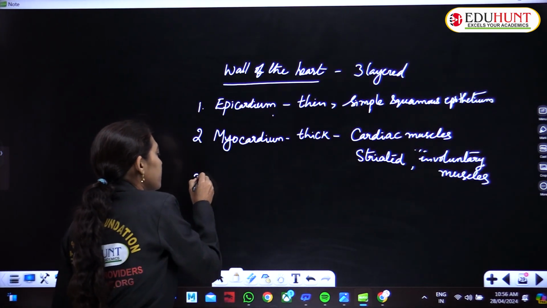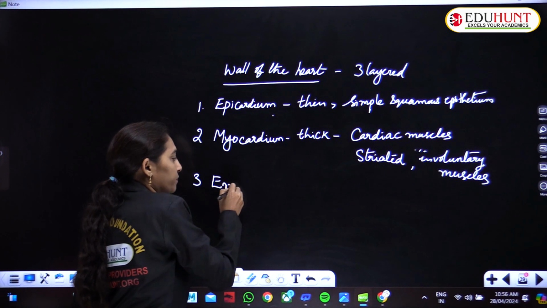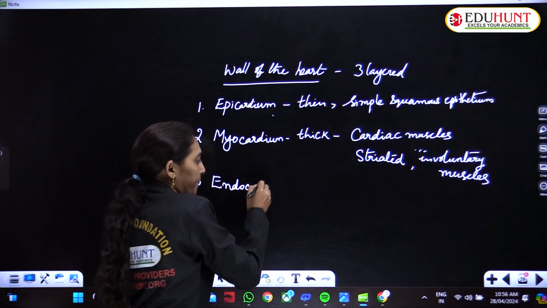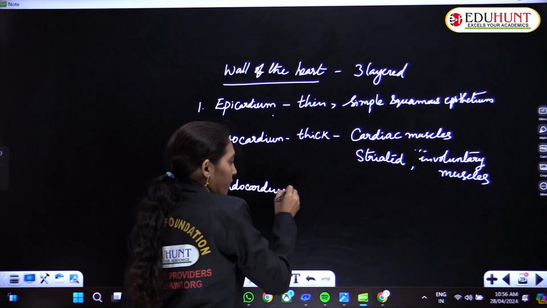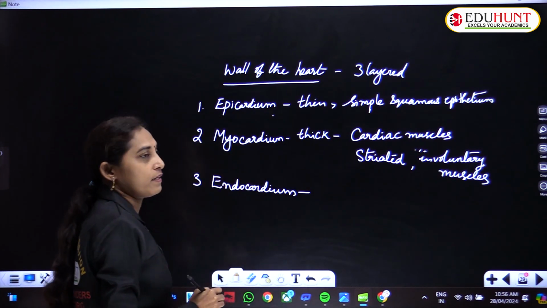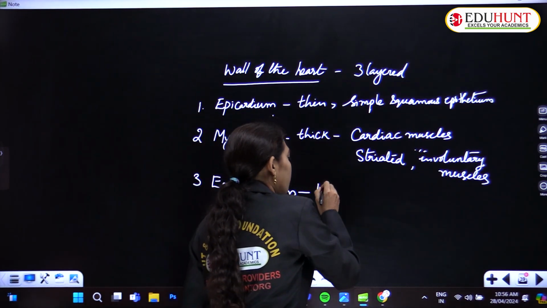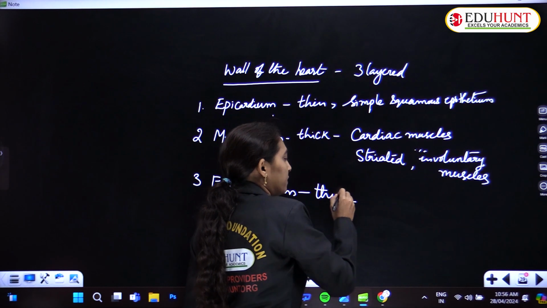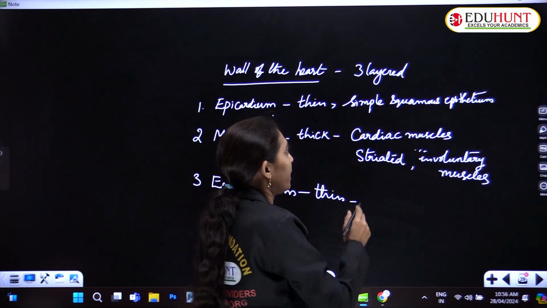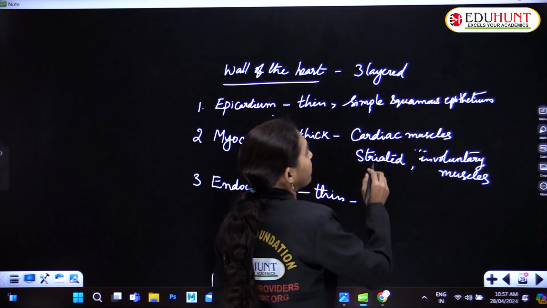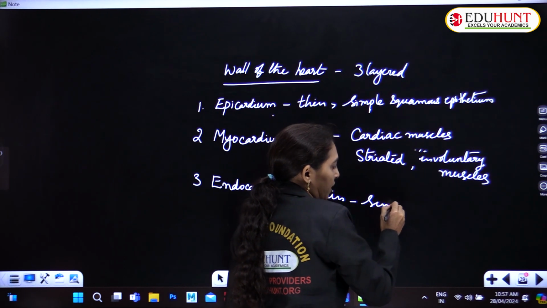And third is the endocardium. The endocardium is also thin, and it resembles the epicardium, as it is formed of simple squamous epithelium.